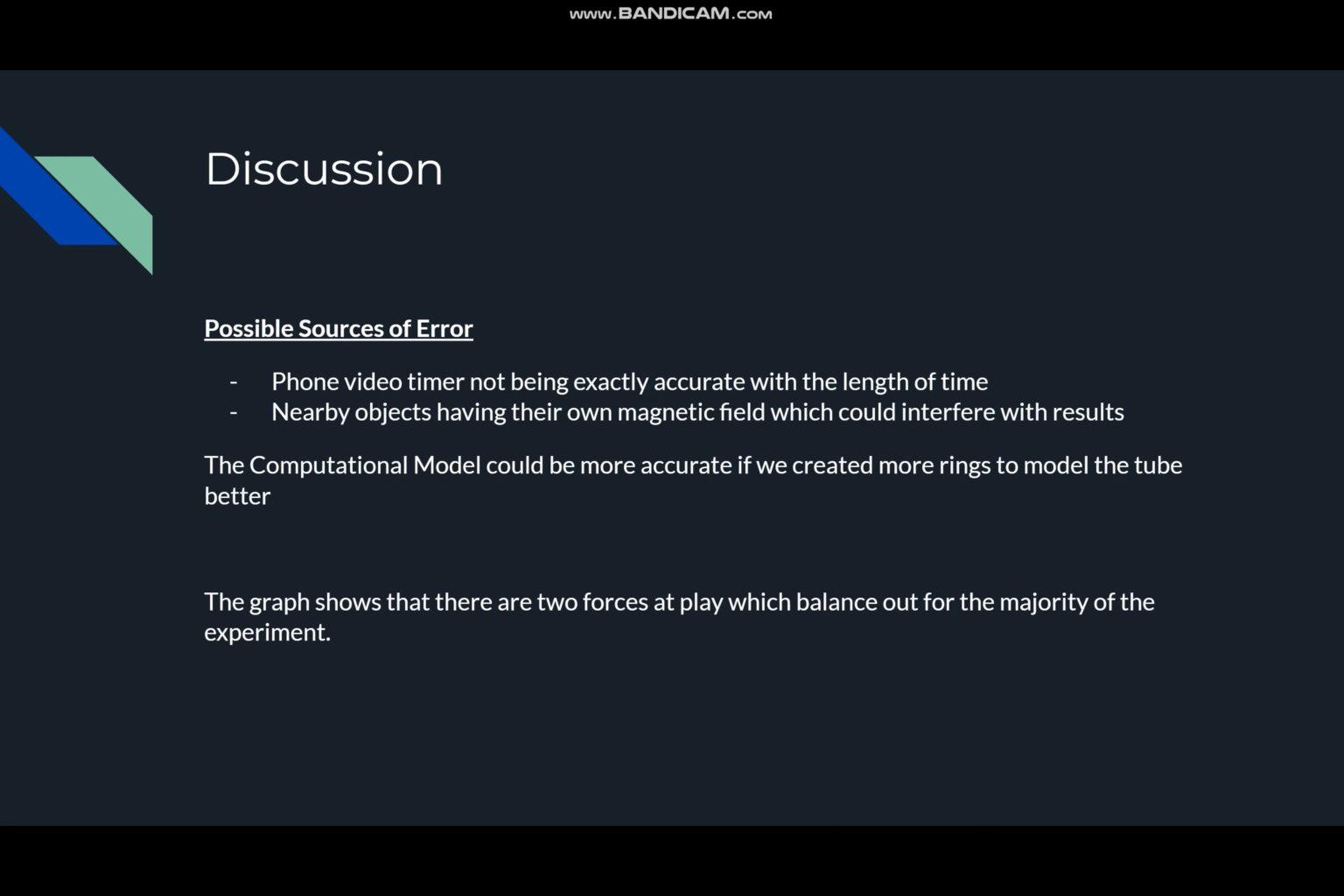Some possible sources of error could be that the video timer on my phone isn't exactly accurate with the length of time, and that some objects nearby while doing the experiment could have had their own magnetic field, which could interfere with results, obviously. The computational model could be more accurate if we added more rings to model the tube better. The graph shows that there are 2 forces at play which balance out for the majority of the experiment.